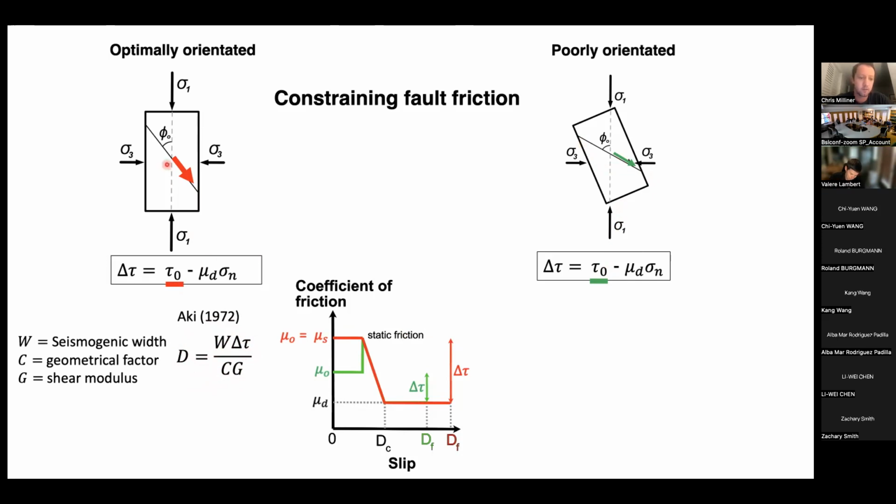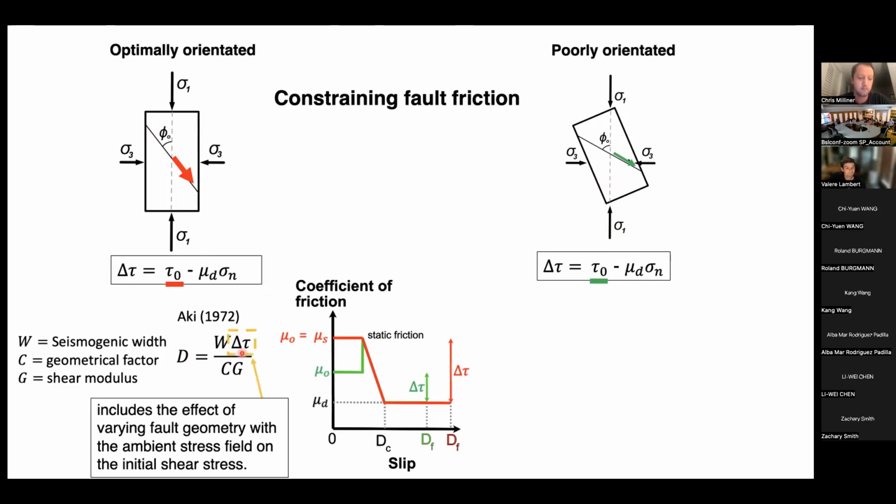And so the idea is that faults that are more well aligned to the stress field will have a higher initial stress, larger stress drop, and a larger amount of slip, compared to more poorly oriented faults, which will have a lower initial stress, a lower stress drop, and a lower total displacement. And so this is how we try and relate the slip magnitude to the stress drop and the initial stresses.